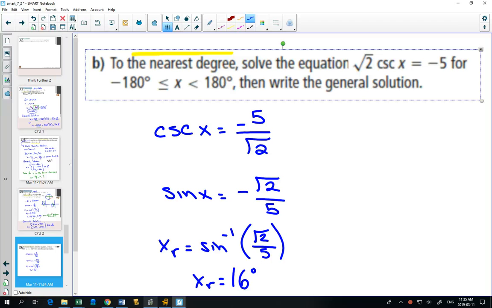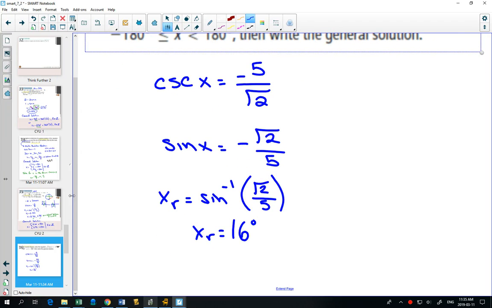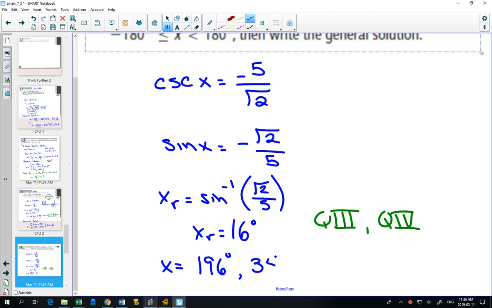So then, what quadrants is sine negative in? Well, sine is negative in quadrants 3 and quadrant 4, according to the CAST rule. So if my reference angle is 16 degrees, can you see that in quadrant 3 you would go 180 plus 16 to get 196 degrees? And in quadrant 4 you would go 360 minus 16 degrees for 344 degrees.